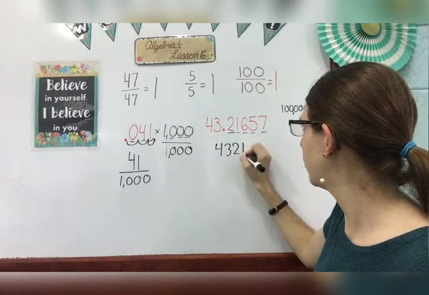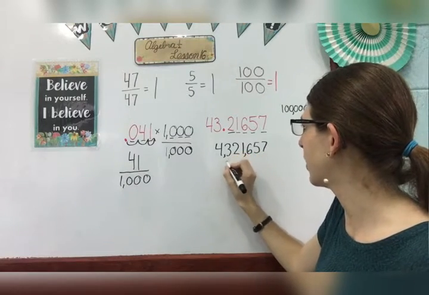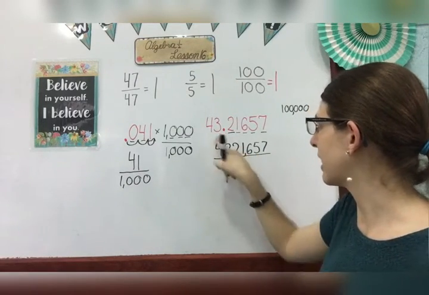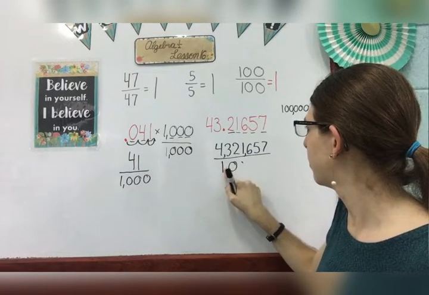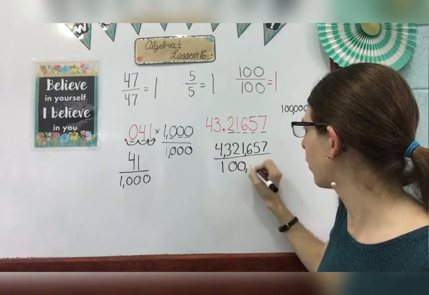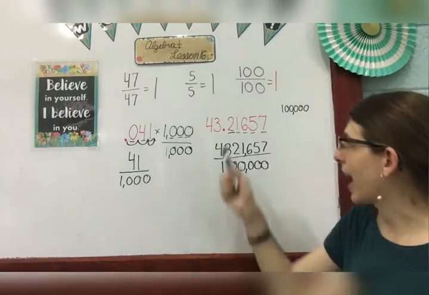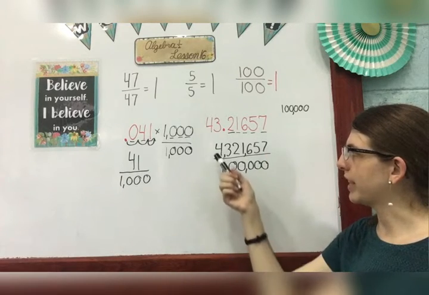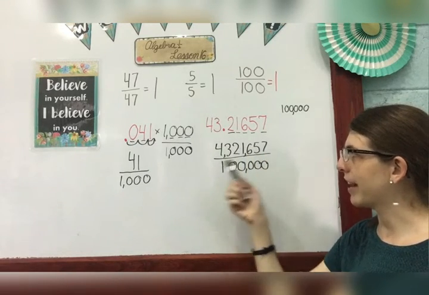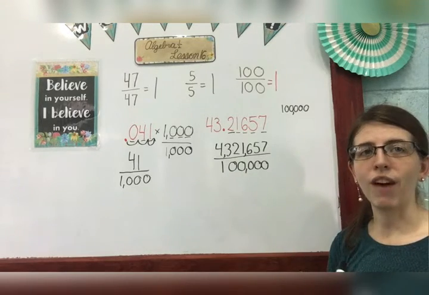4,321,657. So I just make this a whole number and put it over that power of 10. Okay? So I have 5 decimal places. I dropped my decimal point, added my commas. Then I divided that by the power of 10 with 5 zeros.